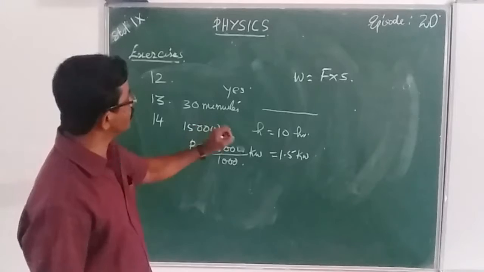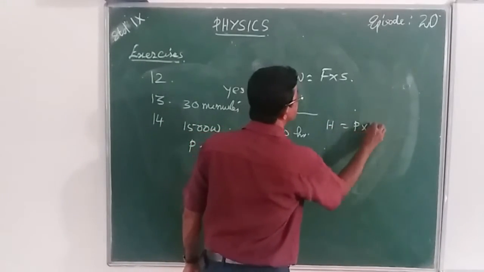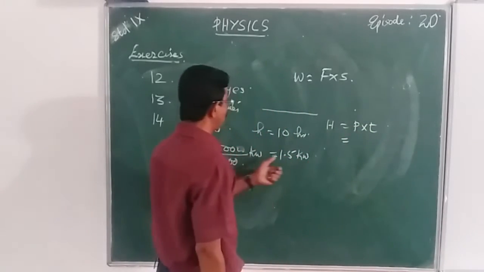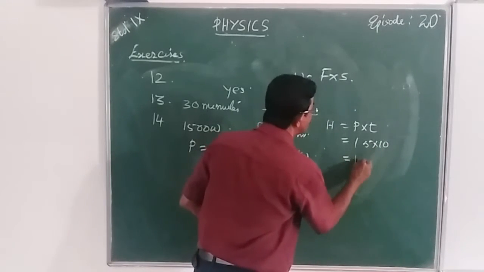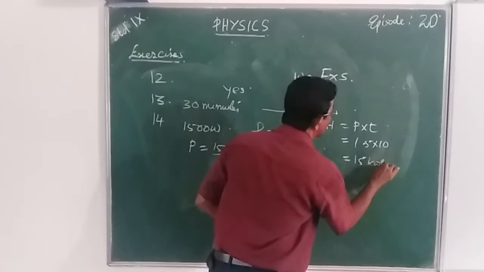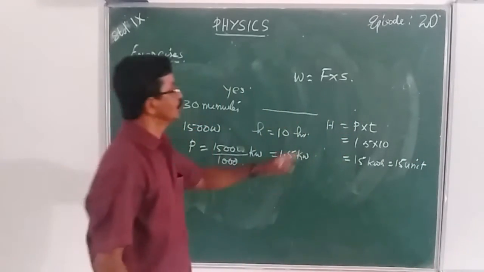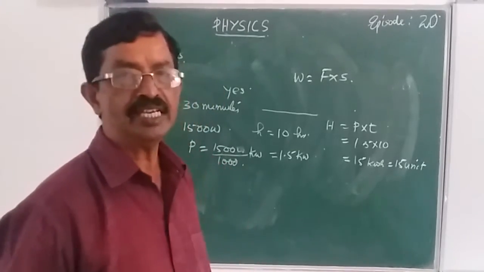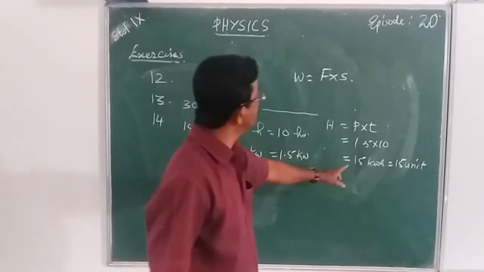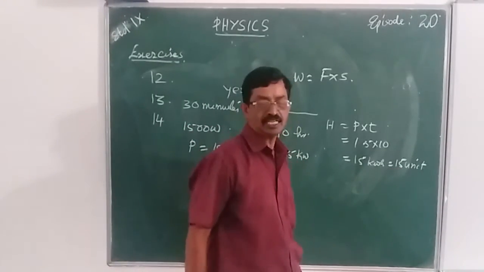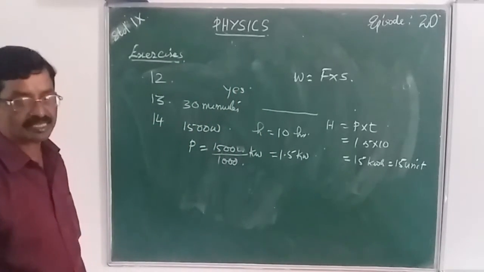So energy consumed is equal to P into T, that is 1.5 into 10, which is equal to 15 kilowatt hour or 15 units. 15 units is the energy consumed in this case.